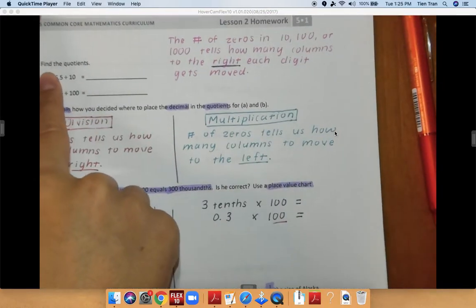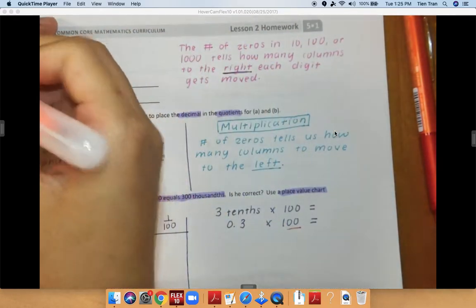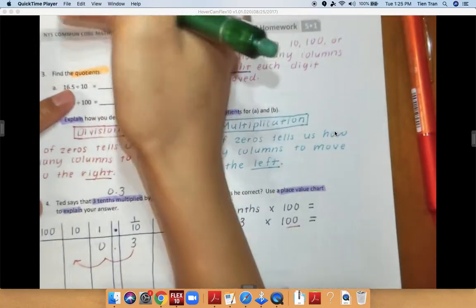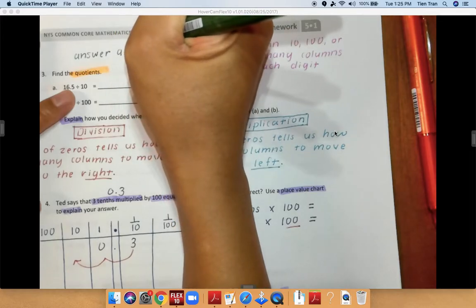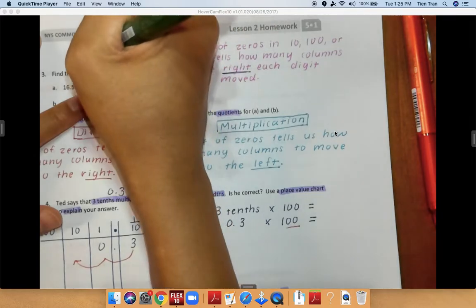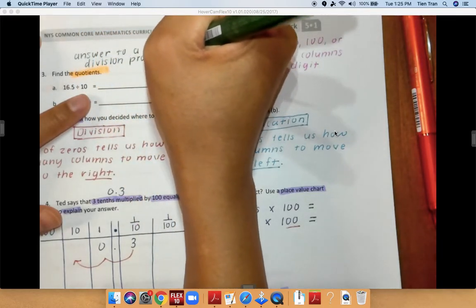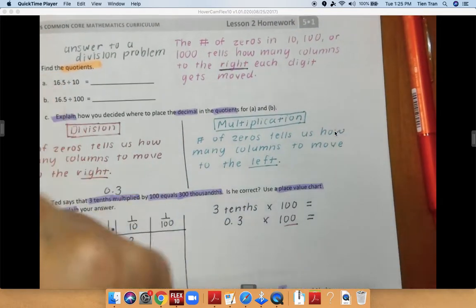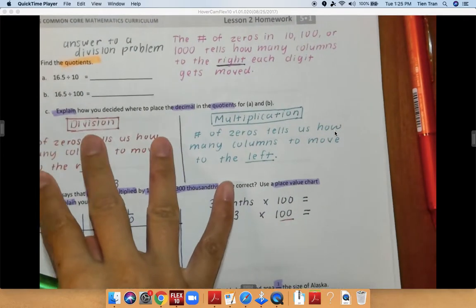Okay, the next page, this is problem number 3. It asks you again to find the quotients. And remember I told you before, yesterday, that quotient means the answer to a division problem. So I'm going to be solving division problems because these are all quotients right here.